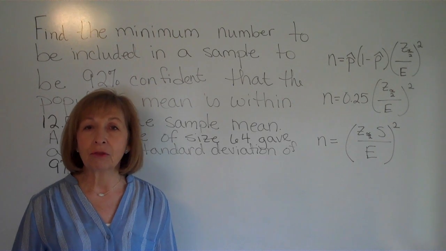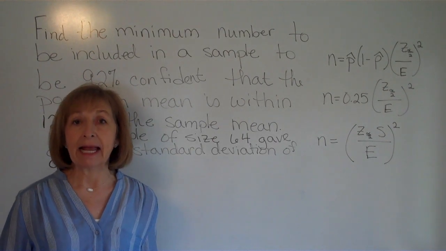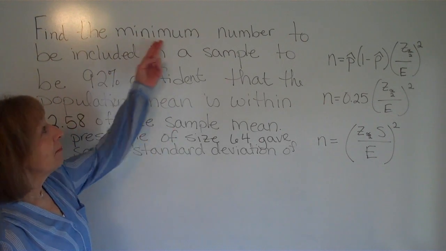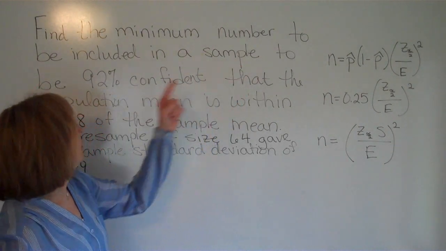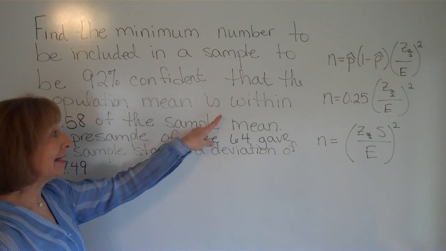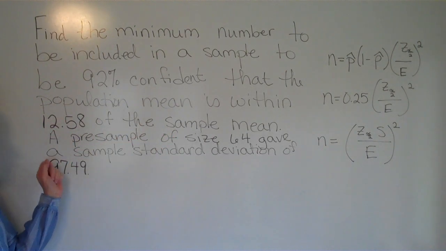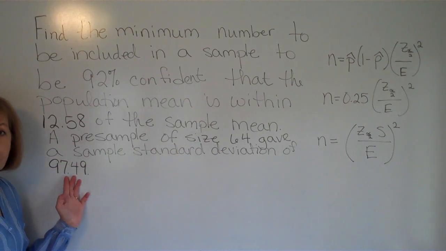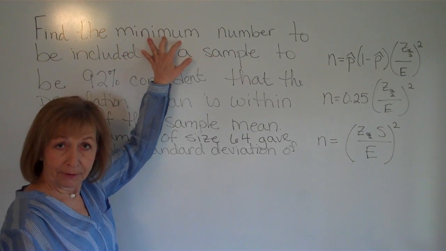This video will be going through an example where we're asked to find the sample size with looking at a population mean confidence interval. Here it says, find the minimum number to be included in the sample, so find the number in the sample to be 92% confident that the population mean is within 12.58 of the sample mean. A pre-sample of size 64 gave a sample standard deviation of 97.49. So we want to know what the minimum number we have to have in our sample.